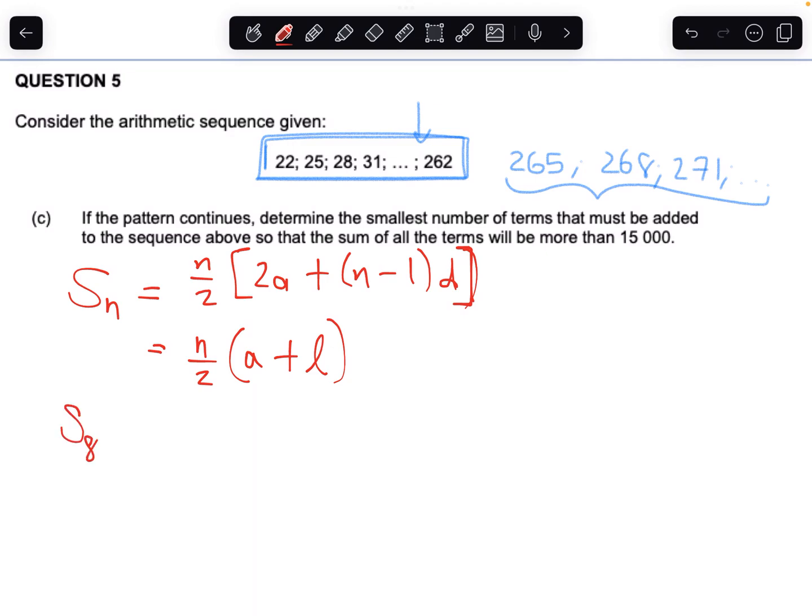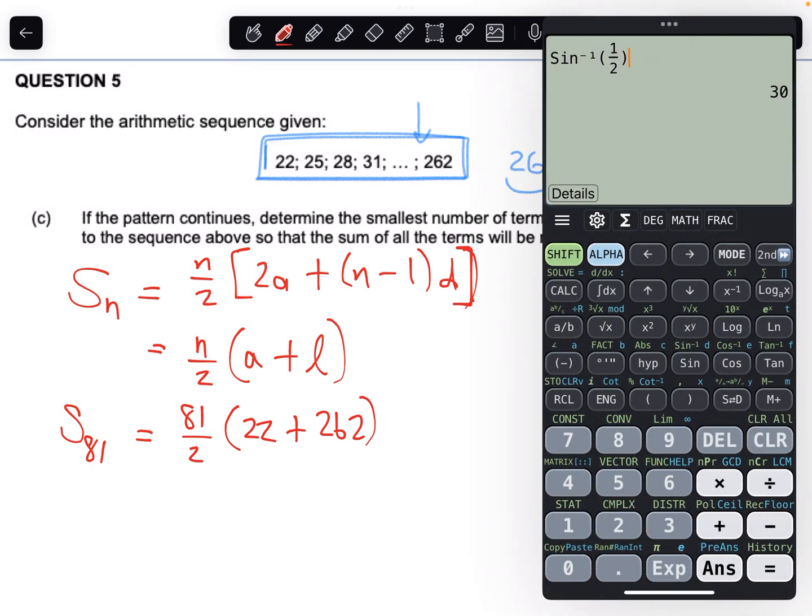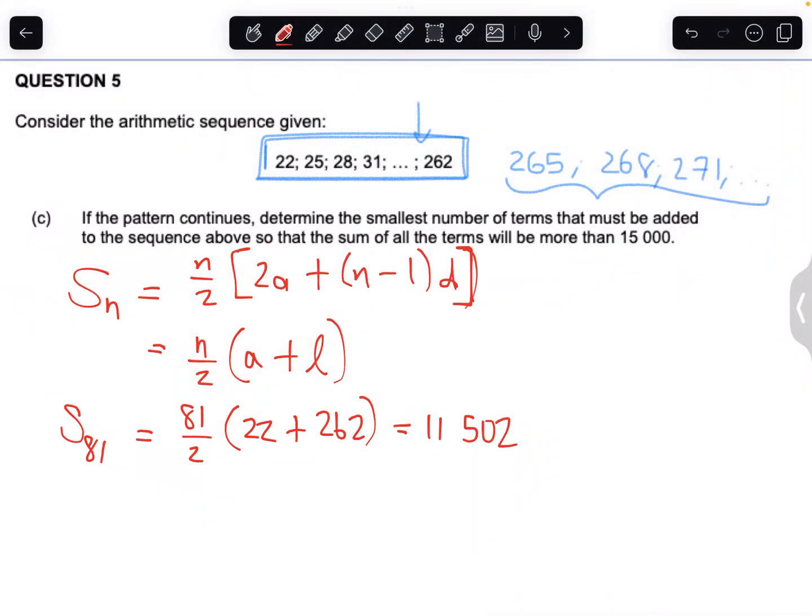So I'm going to say the sum of those 81 terms is going to be 81 over 2 times 22 plus 262. Not in the mood to work that out manually, so let us hand that work to the calculator. Okay, so that gives us 11,502.